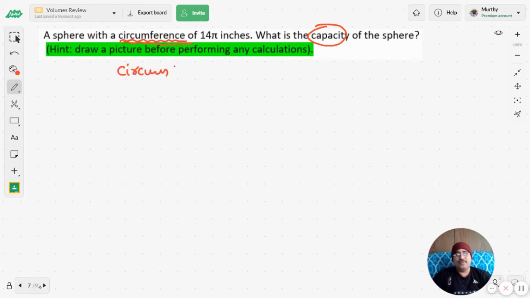If you are given the circumference, first take whatever value is given. I see that 14 pi is the circumference. So let me take that first. Then the circumference formula is 2 times pi times radius. You can write r, or else you can write radius. 2 times pi times radius equals 14 pi.